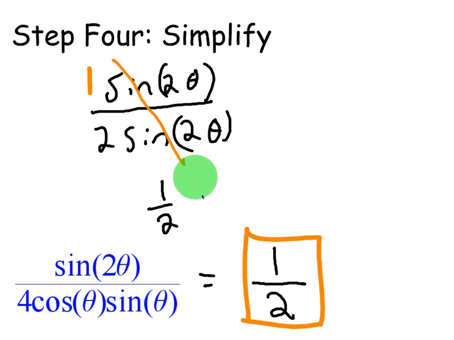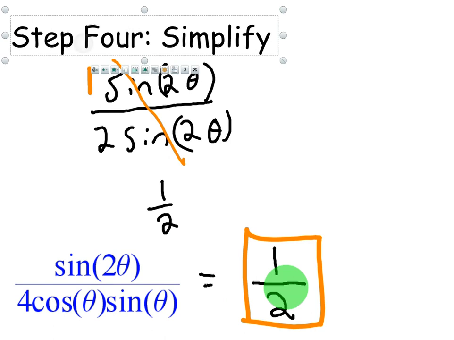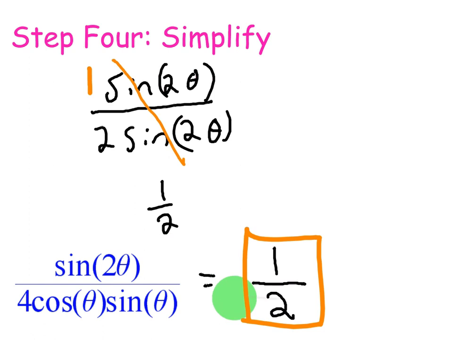We started with something looking complicated, sine of 2 theta over 4 cosine theta sine theta, and we end up with a simple 1/2. That's it for this example of using double and half angle formulas to simplify trig expressions. If you have any other questions about this, let me know.